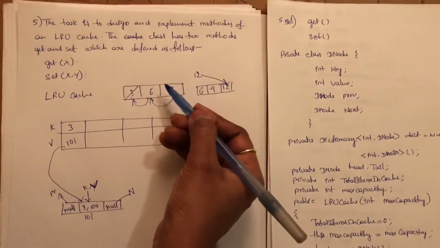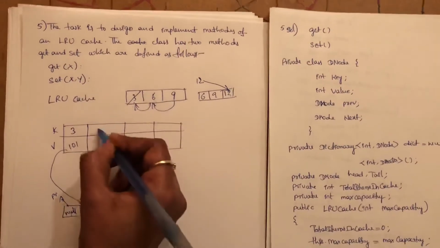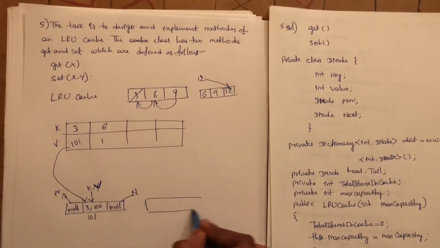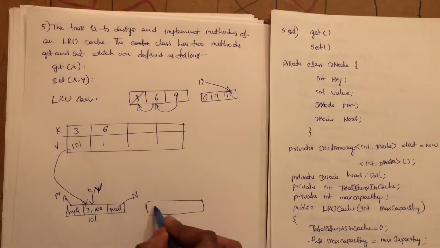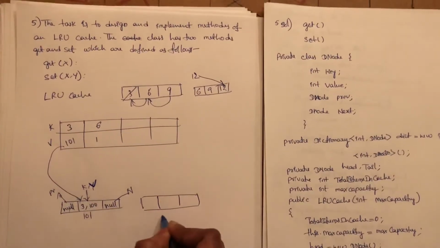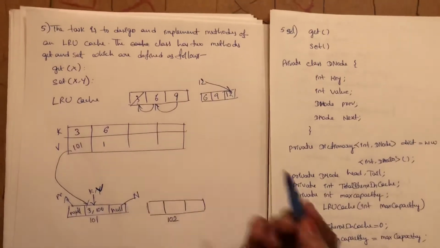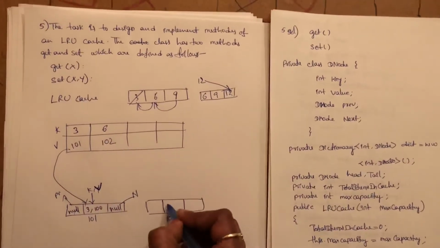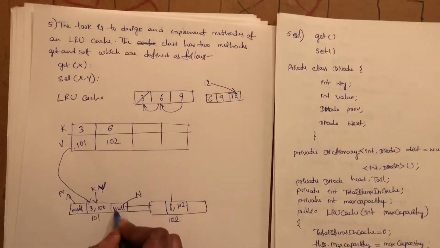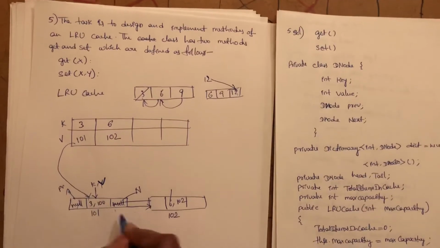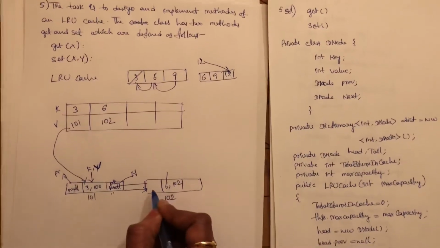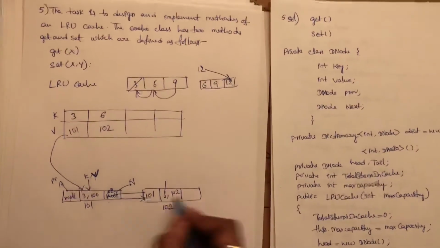If we want to add one more element, for example 6, it becomes the next node, and the reference pointers change. It is a new memory allocation, so the key and value become 6 comma something, 102. The previous and next are going to be different. That means the next of the first node is 102, and the previous of the second node is 101. It is going to be like this.